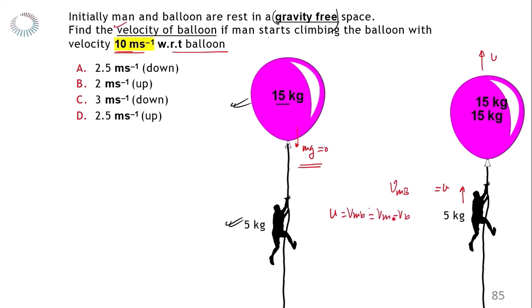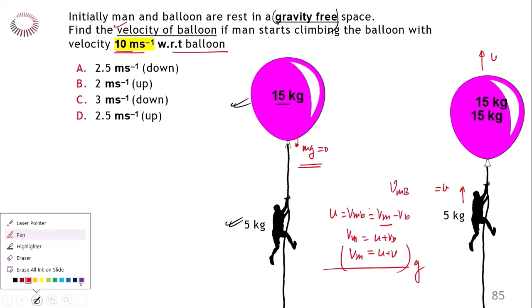Now I have to take the ground reference frame. So the velocity of man should be how much? The velocity of man should equal u plus V_b. Now V_b is assumed to be V, so it should be equal to u plus V. That is the velocity of man with respect to the ground reference frame.